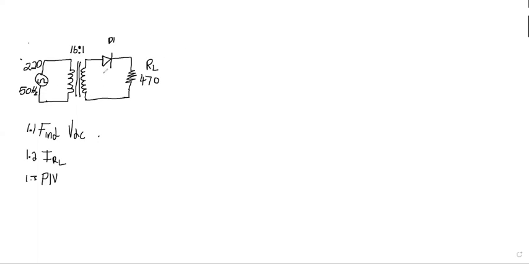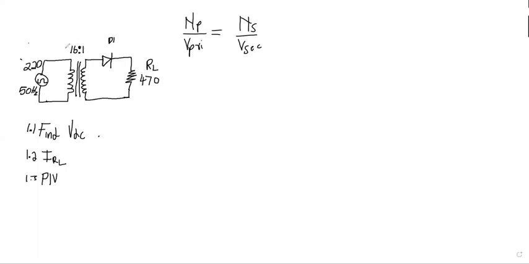First thing first, we need V sec. The general formula says that NP divided by V primary is equal to NS divided by V sec. What is the primary? The primary is this side of the transformer, and that side of the transformer is the secondary. And these numbers here are the turns ratio, so it's 16 to 1.